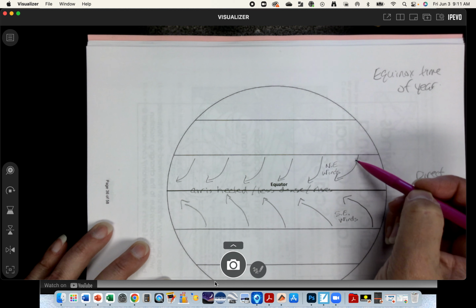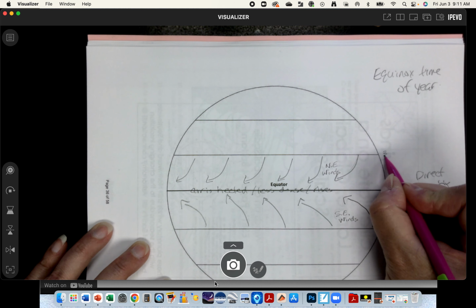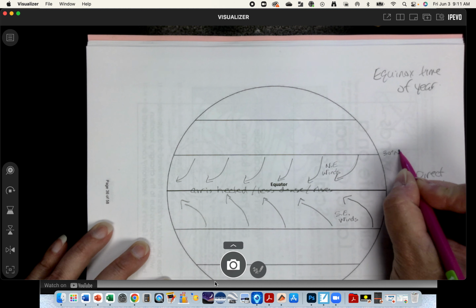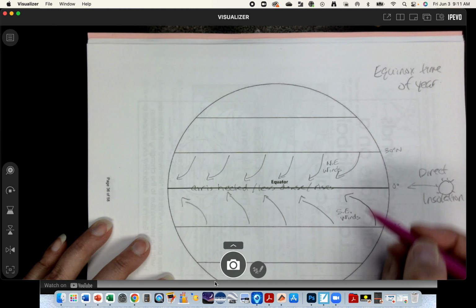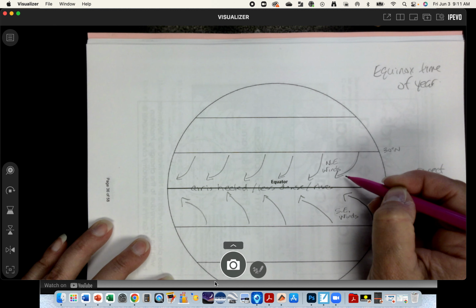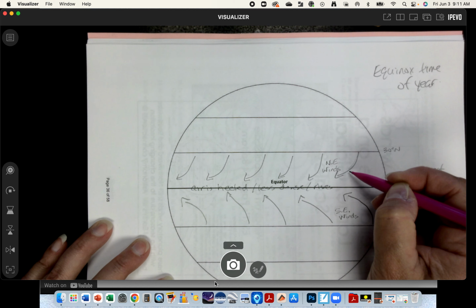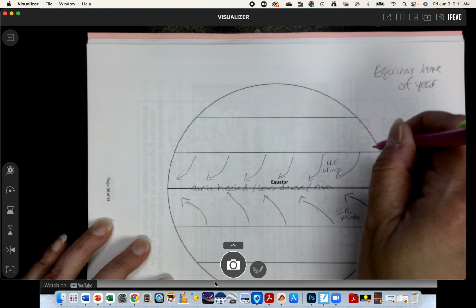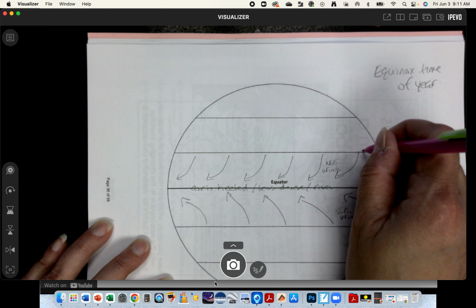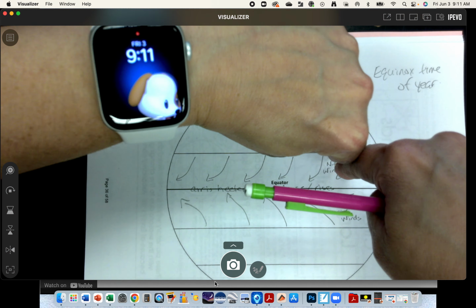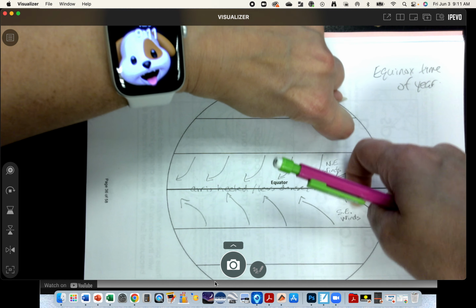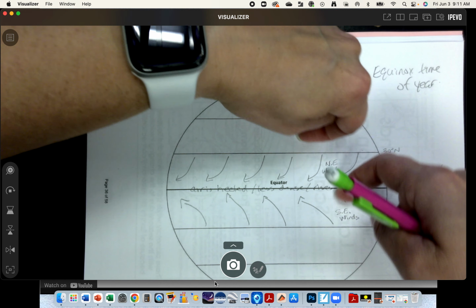So this air is vacating this area. This is approximately 30 degrees north. This is 0, and this is 30 degrees south. This air is leaving this area. It's diverging. So what is the air doing? It is sinking to take its place, right? As the air sinks, it's going to diverge. Okay, as the air sinks, it diverges.